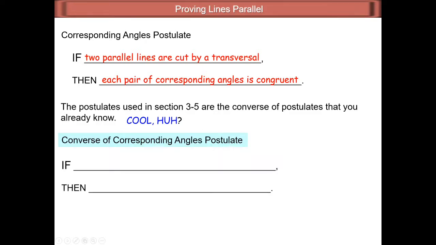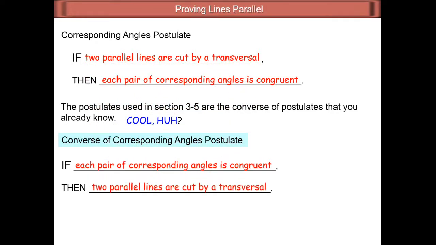We still keep the if and the then, but we switch the P and the Q. So we take the ending and it becomes if each pair of corresponding angles is congruent, then two parallel lines are cut by a transversal. Again, we just flip the hypothesis and the conclusion.